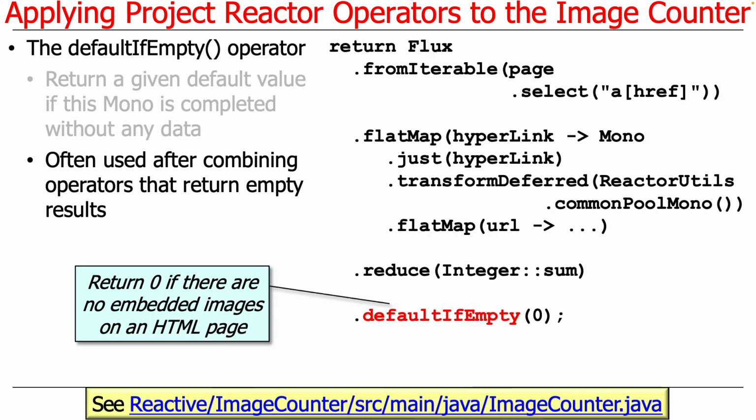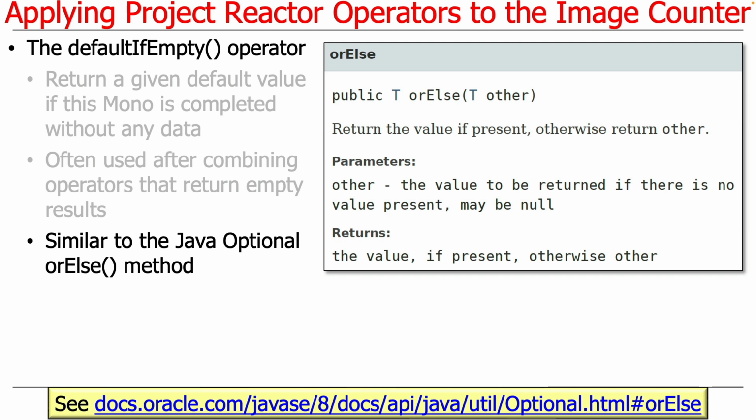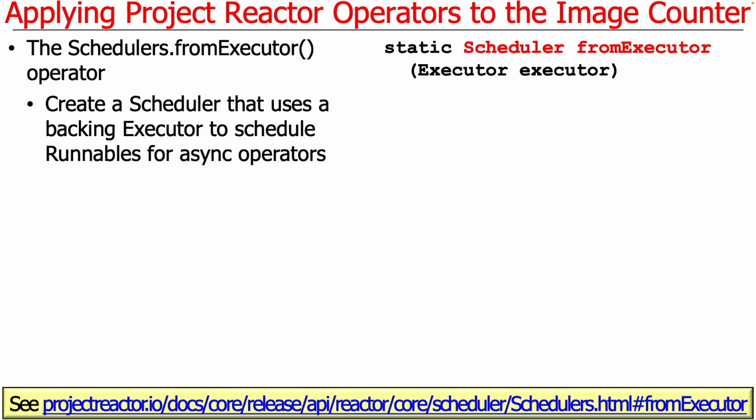And here's a great example. This is exactly what we do. We end up iterating through all the hrefs on a given HTML page, and we're going to visit them recursively if there are any hrefs to visit. But if there are no hrefs to visit, we return 0. So if we do this and there's nothing here, we'd give a 0 value back. So if there are no embedded images on an HTML page, we give back a sensible value as opposed to crashing. This is very similar to some other things that you might see if you play around with Java, like the optional class and its or-else method. And there's a couple different variations of or-else, and this is one that is very much like defaultIfEmpty.